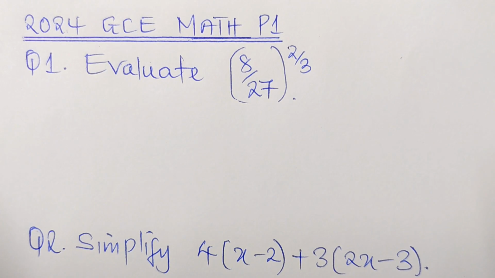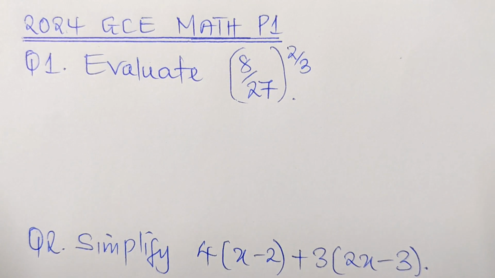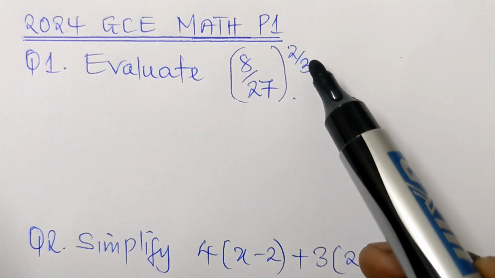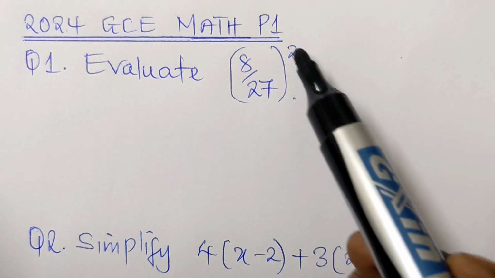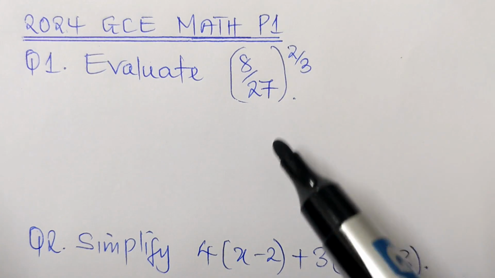In this video, I'm going to work out the first 4 questions from a 2024 GCE Math Paper 1. So the first question that we want to look at is evaluate (8/27) to the power 2/3. So this 8 over 27, which is in brackets, has got 2 over 3 as its power.